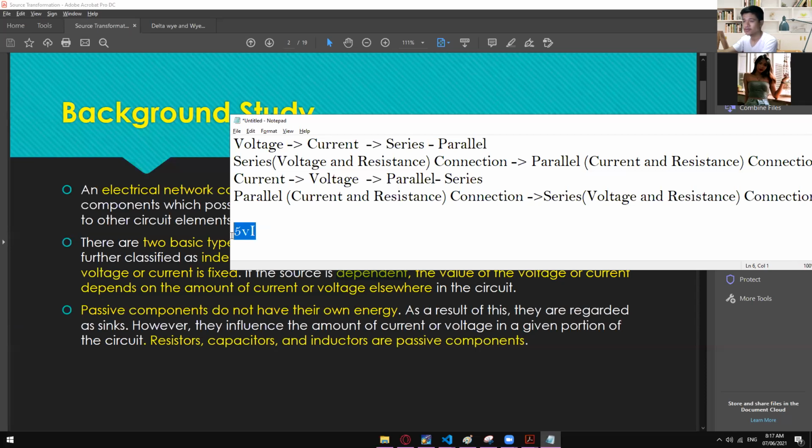Okay, so the same with the current source. If we have initially, let's say, 5 amps, and then this one is depending on the voltage, so if we have higher voltage, then this will change also the value of the 5 amps right here. Or vice versa, if this is lower, then this will make this one lower. All right.